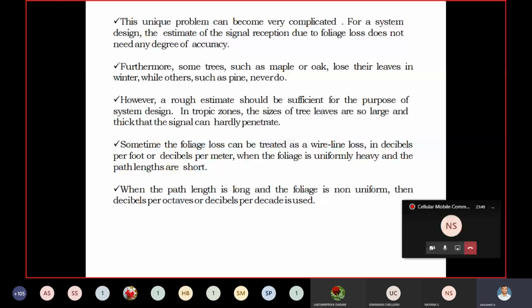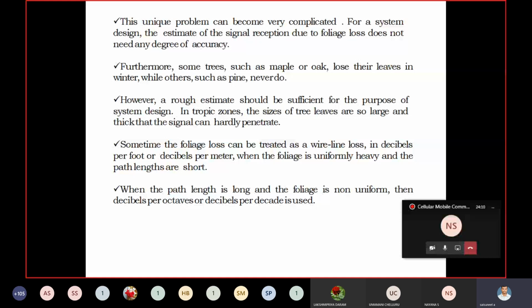But when the leaves are present, a sharp needle is at the top of the pine tree, a very sharply pointed tree. At that time we get loss, that is the diffraction loss. However, we have to estimate the foliage losses, especially in tropic zones. We have to consider the size of the trees also.